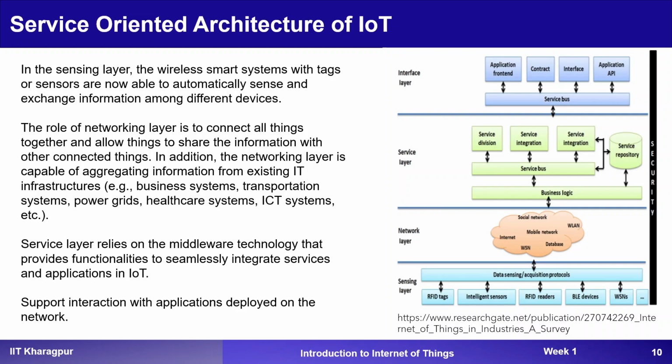Third one is the network layer. This is similar to your OSI model, in that this layer is responsible for the communication of various devices. And the last one is the sensing layer. This one is responsible for the collection of data from the sensors. You can also refer to this paper, the link is already given here. From this paper only we have taken this architecture.